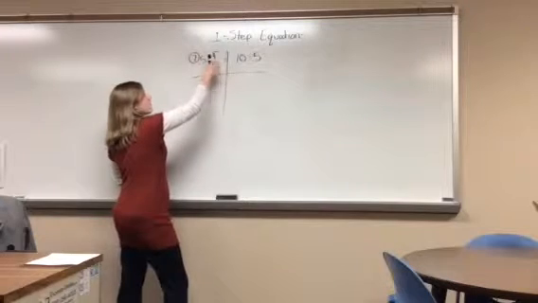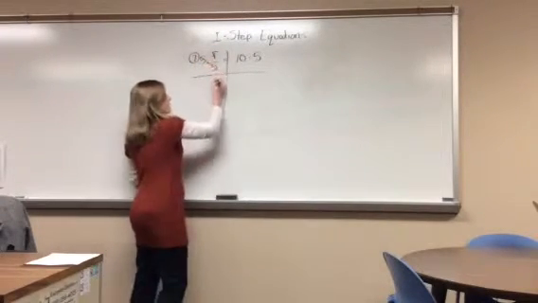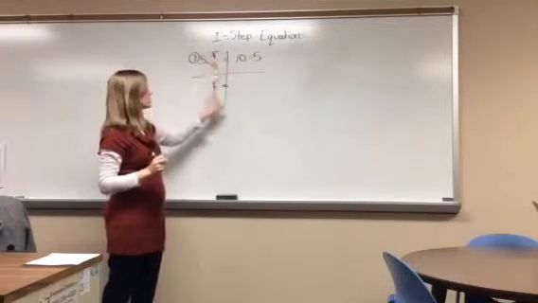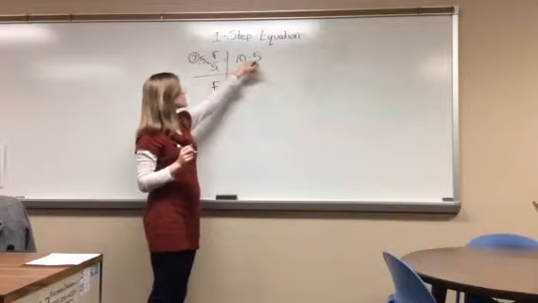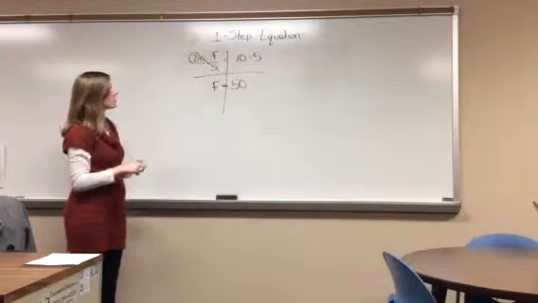Multiplying by 5 and dividing by 5, those are opposites, so they cancel. F is left by itself, because remember 1 times F is just F. And over here, 10 times 5 is 50. So F equals 50 is our solution.